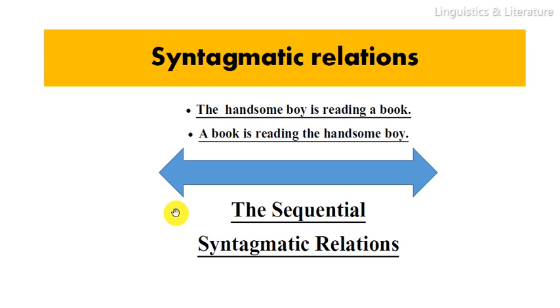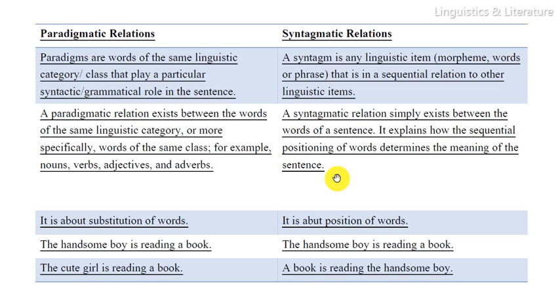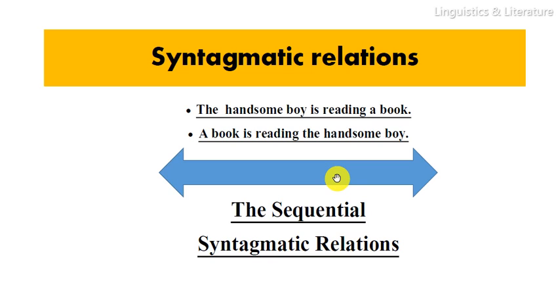Okay, here we have another example just to show the sequential nature of syntagmatic relations. The handsome boy is reading a book, or a book is reading the handsome boy. So this example shows clearly the sequential nature of syntagmatic relations. Actually, in a syntagmatic relation, the words are in a sequential relation to each other.